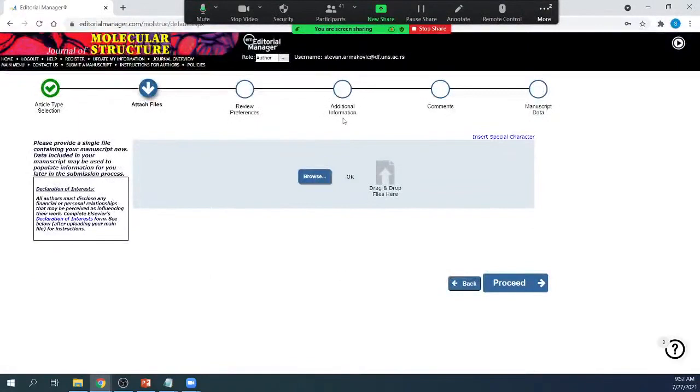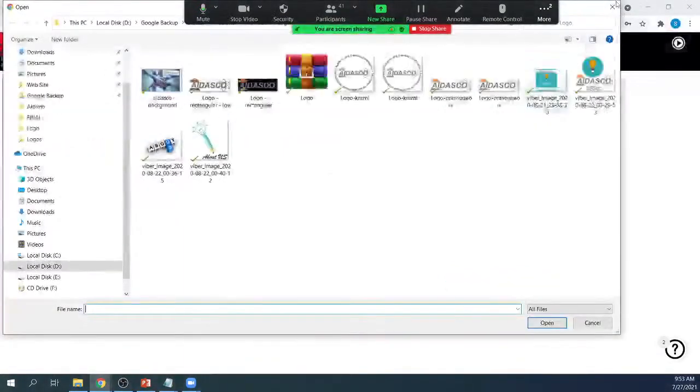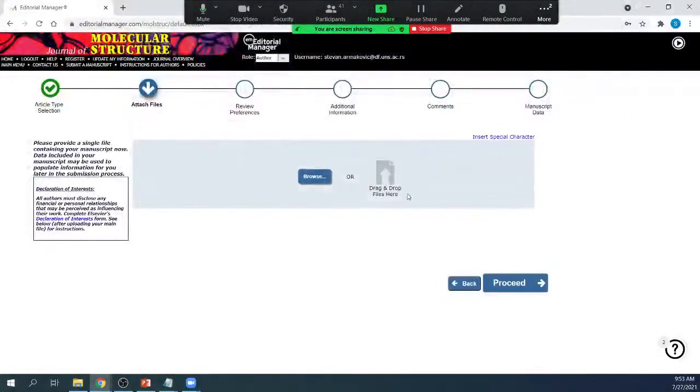And this is how the manuscript interface looks. So right here, you drag and drop the files that you have to submit, or you can browse, and then you can upload all of the files, which will be considered by the editorial office.